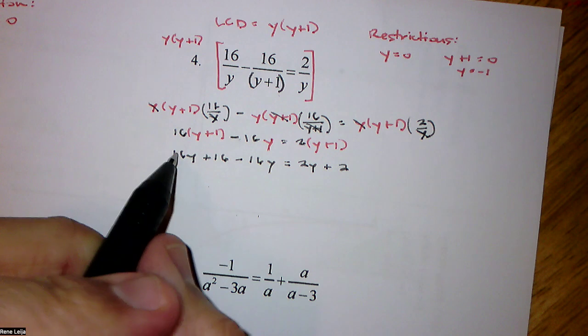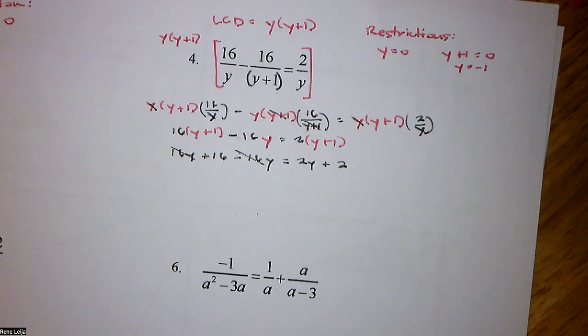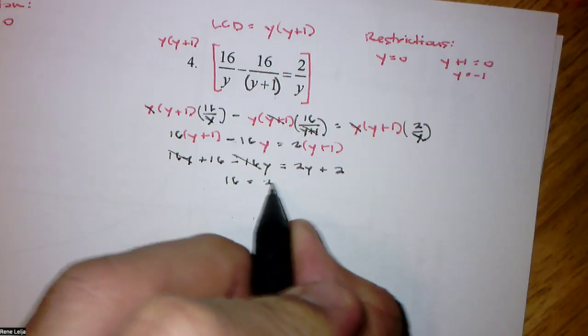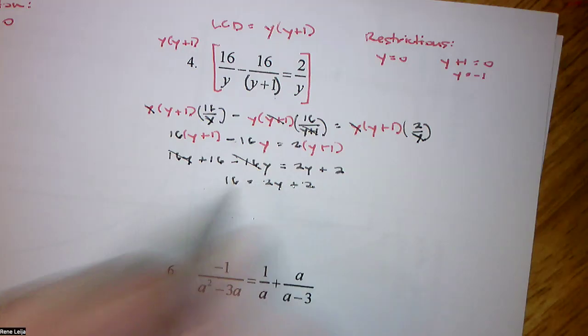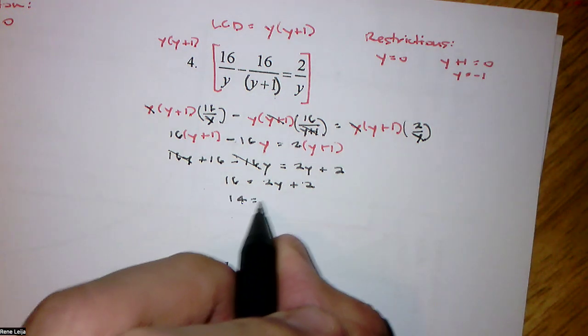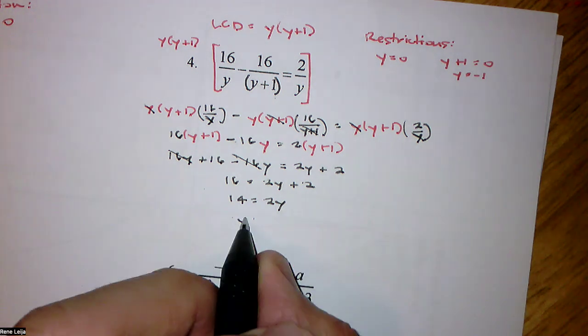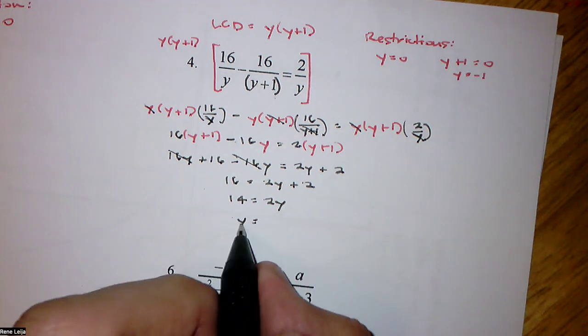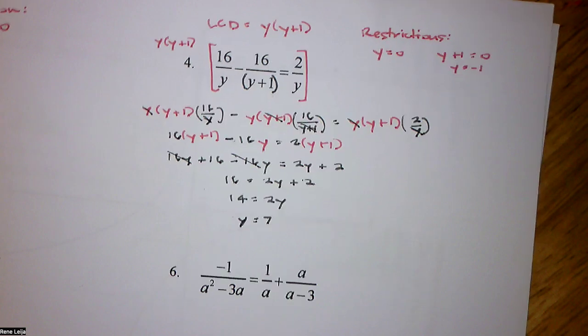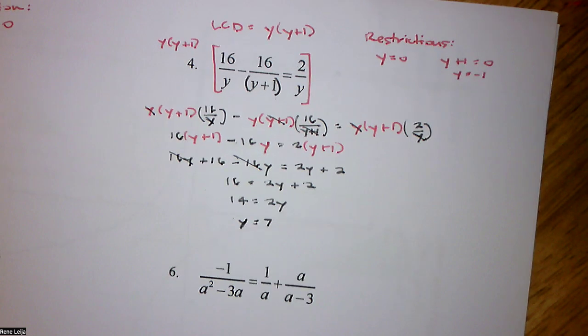Well, hey, look, this is nice. The 16y's get knocked out. So we have 16 equals 2y plus 2. So I'm going to subtract 2 from both sides. That gives me 14 equals 2y. Divide both sides by 2, which gives us y equals 7. Okay, now notice that it is not one of my values that is restricted. Okay, but we have to check our answer.